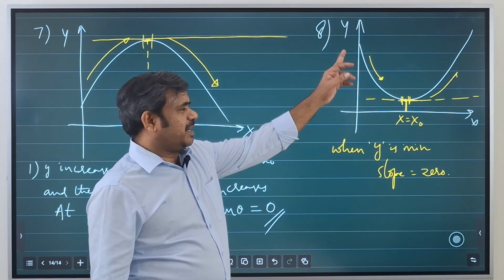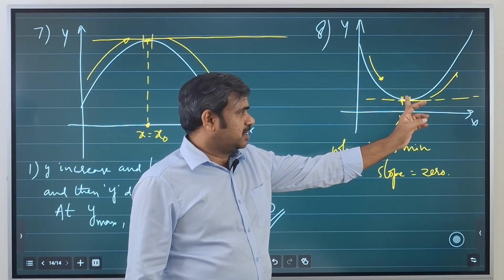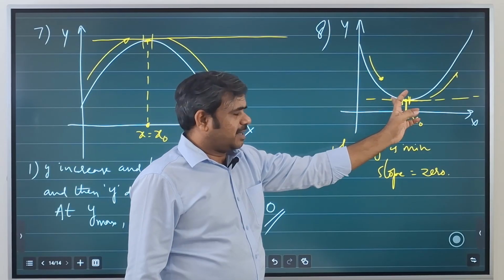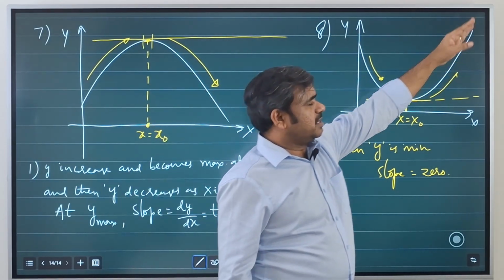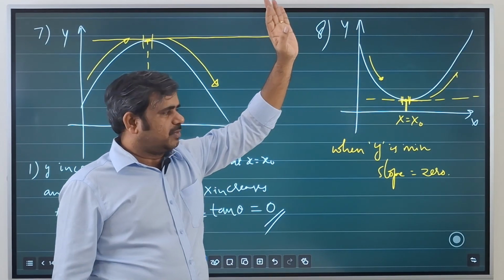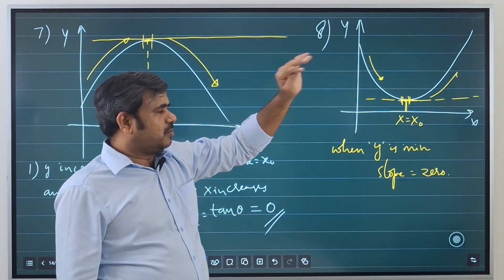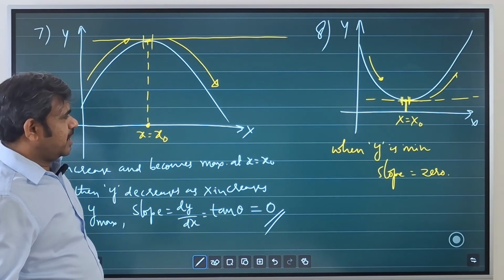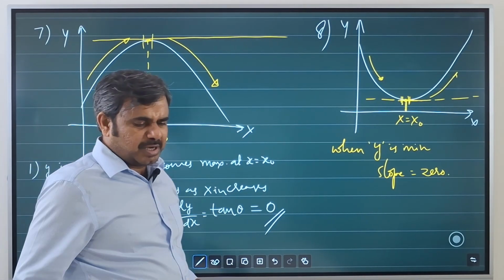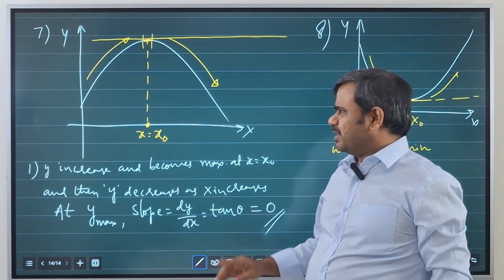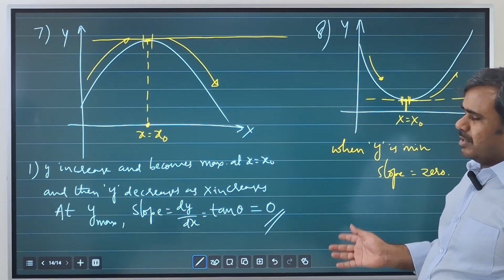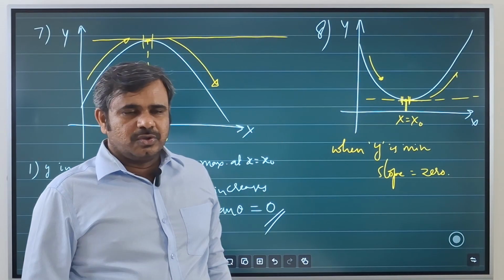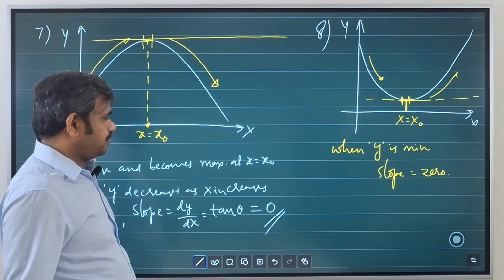So what do we understand? y decreases as x increases, becomes minimum, and then y increases. y decreases at a decreasing rate and y increases at an increasing rate. So that's the conclusion we can come to in graph 8. Like this, we can understand what is happening to y as x is changing in the graph. Is y increasing or decreasing? Is y increasing at an increasing rate or decreasing rate? Those things we can understand from the pictures.